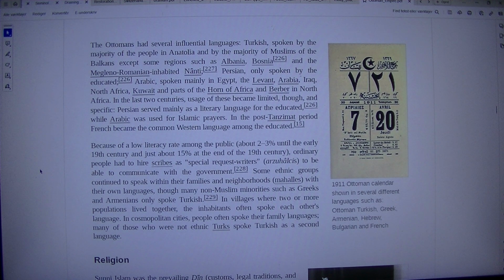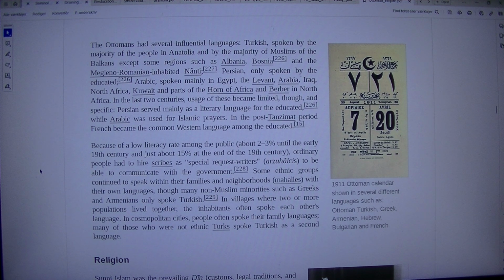1911 Ottoman calendar shown in several different languages such as Ottoman Turkish, Greek, Armenian, Hebrew, Bulgarian and French. The Ottomans had several influential languages. Turkish, spoken by the majority of the people in Anatolia and by the majority of Muslims of the Balkans except some regions such as Albania, Bosnia.